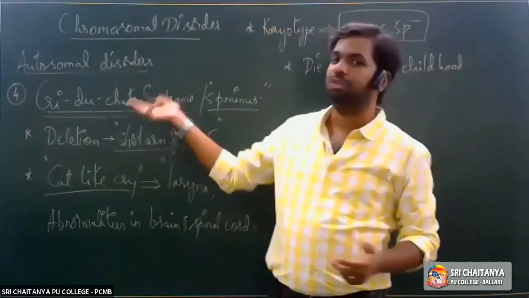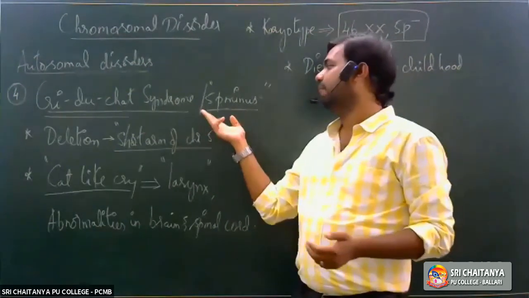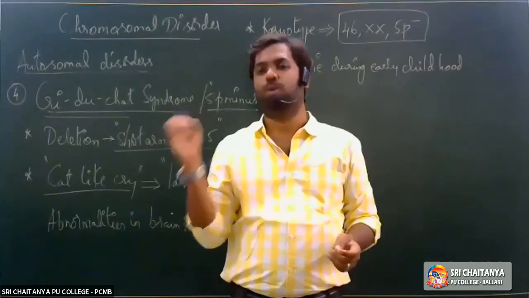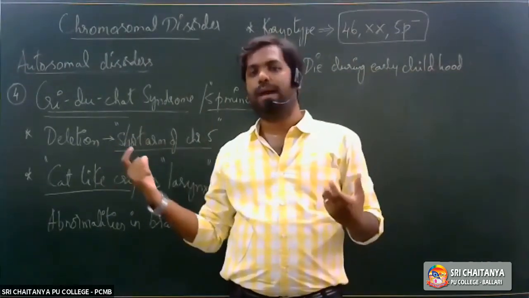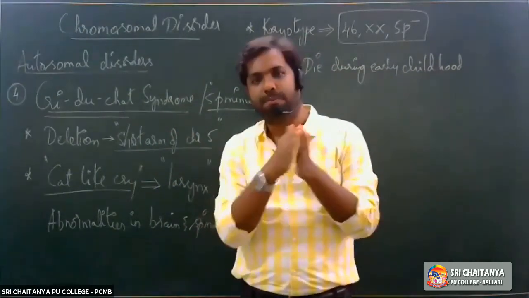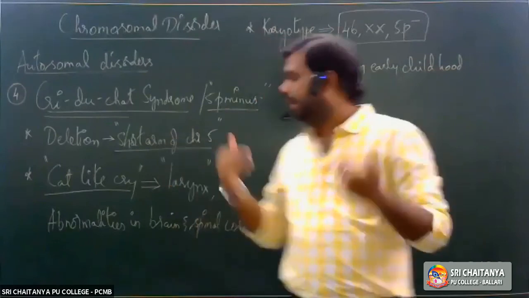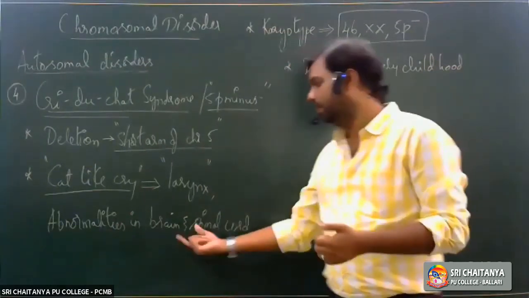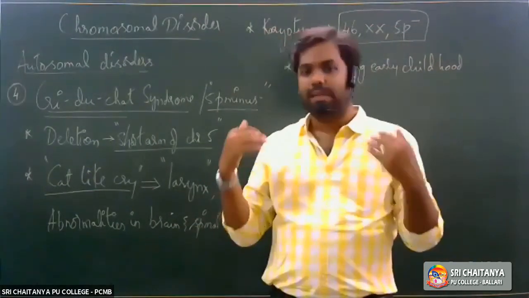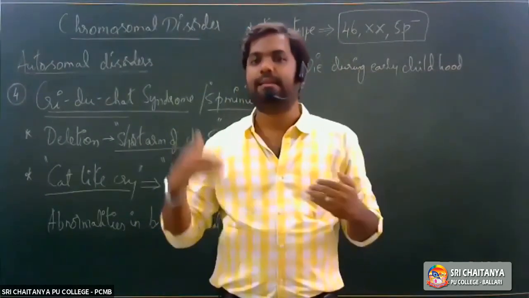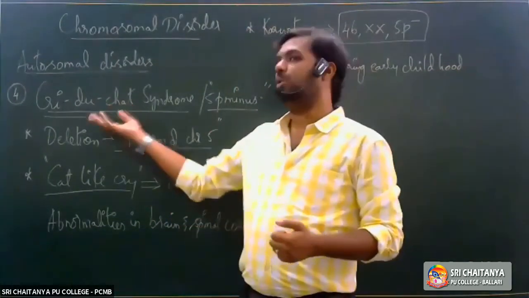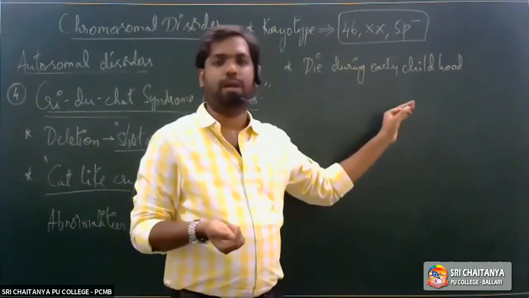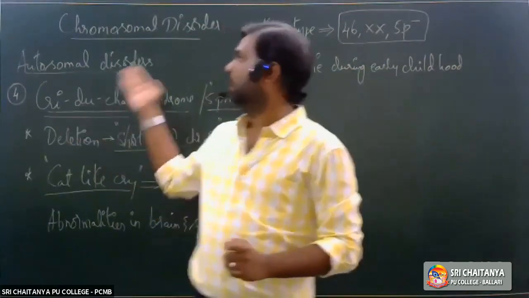The next disorder we saw is Cri-du-chat syndrome, which we designated as 5p minus. This is because of a deletion happening in the short arm of chromosome number 5. Because of this deletion, a part of the short arm of chromosome number 5 breaks off, as a result of which this individual would suffer from abnormalities related to the larynx, as well as the brain and spinal cord, because of which the cry of this child would be a cat-like cry. Therefore, we call it Cri-du-chat syndrome. These individuals also usually die during early childhood. So 4 disorders we have taken up with regards to autosomal disorders.